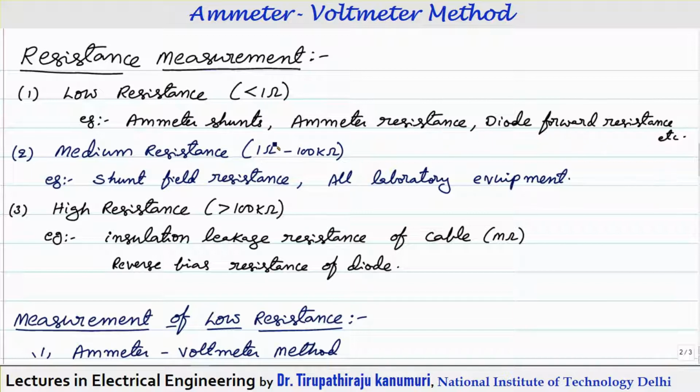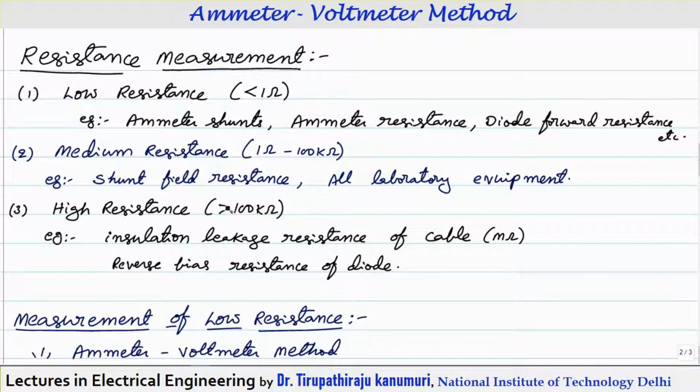The second one, if the resistance is between 1 ohm and 100 kilo ohms, is generally called the medium resistance. The resistance of most of the electrical equipment we come across every day comes under the category of medium resistance. Specific examples are shunt field resistance, all laboratory equipment, and all the electrical equipment we come across every day.